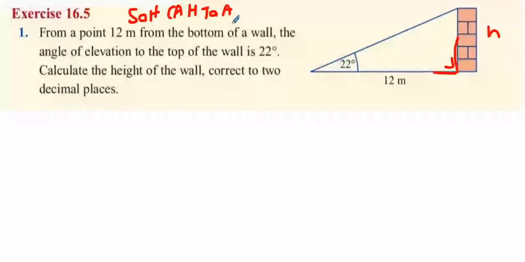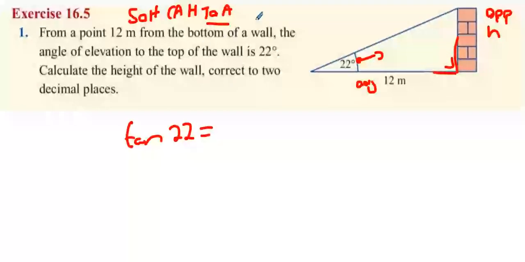Now, we're going to figure out which ones we're using. Facing the 22 degrees is the opposite. So the opposite is actually the height of the wall, and the 12 meters here is the adjacent, and the hypotenuse would be the one side we actually don't have. So we're going to choose TOA, tan. What angle are we talking about? Tan 22 equals opposite over adjacent. Opposite is going to be H, which is the height of the wall, and adjacent will be 12.